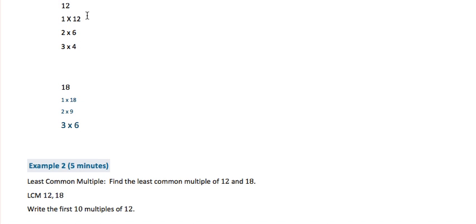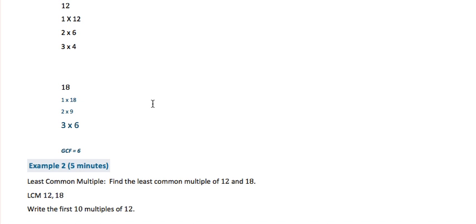The greatest common factor would be the largest number that is in both sets. 1 is in both sets, 2 is in both sets, 3 is in both sets, 4 is not, 6 is in both sets, and 12 is not. So the largest number that is in both lists is 6. Our GCF for 12 and 18 is 6.